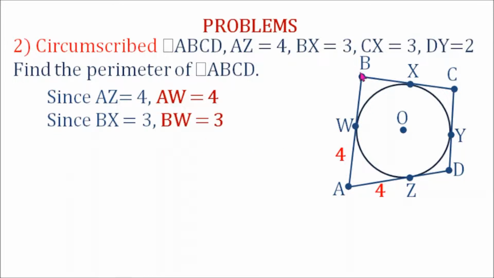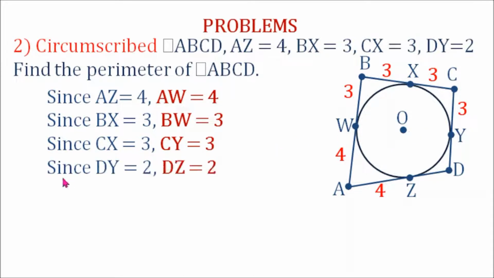Since BX is 3, BW is also 3. Now since CX is 3, this means CY is also 3. Since DY equals 2, that means DZ is also 2.